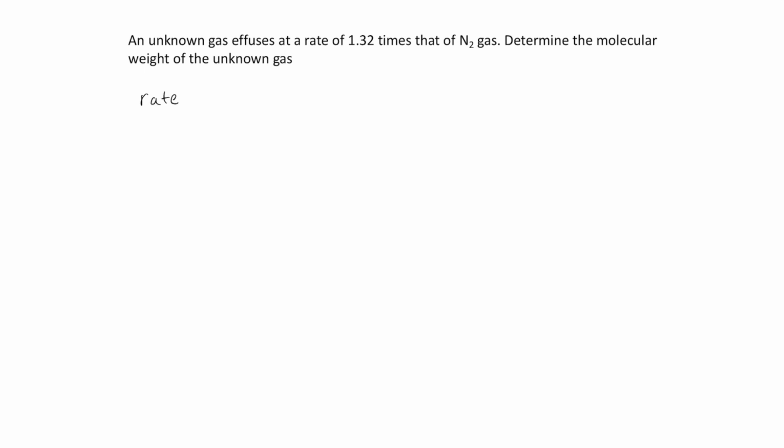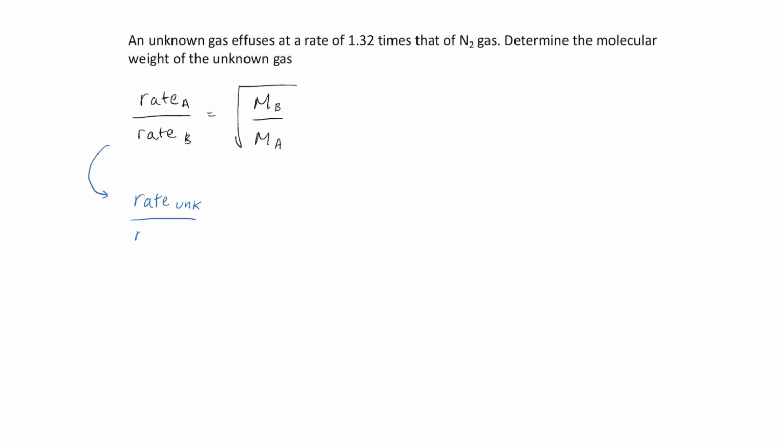Alright, in this question we are told that an unknown gas effuses at a rate that's 1.32 times that of nitrogen gas. And we are asked to determine the molecular weight of the unknown gas. Now the first thing I always do is write out my equation. So this is the generic equation. But I find the trickiest thing in these questions is putting the right variables in the right place.